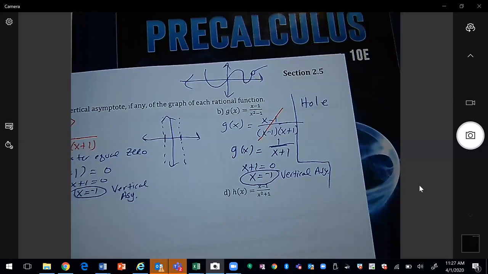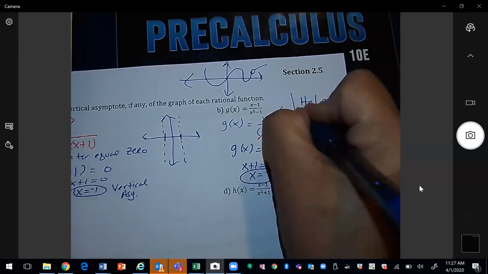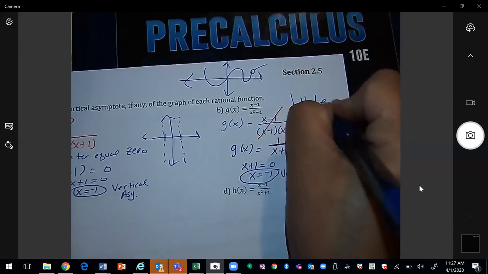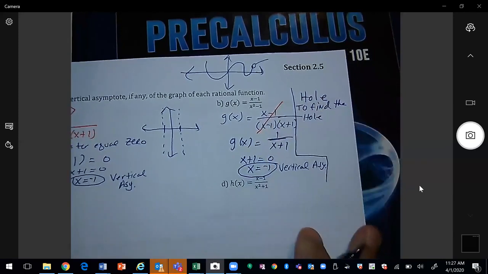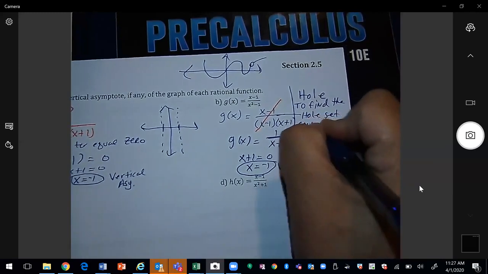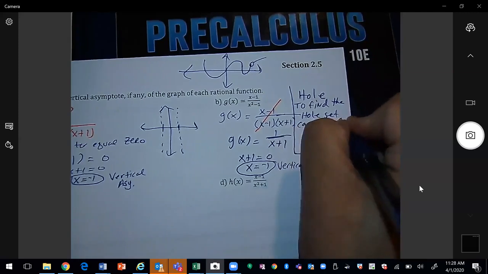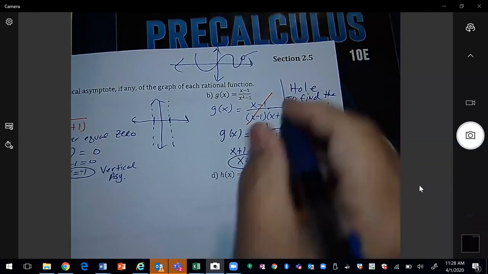And so the way we're going to find it, let me write the instructions here. Okay, so to find the hole, we're going to set the canceled factor equal to 0.